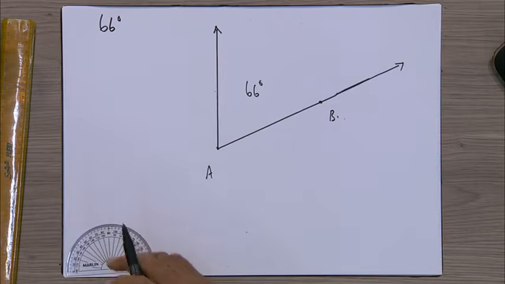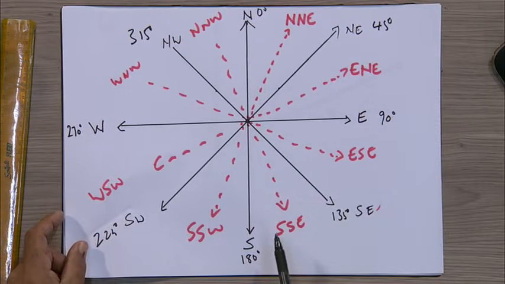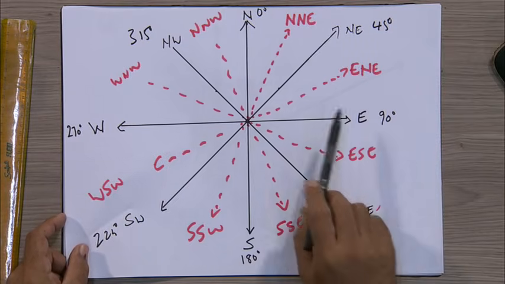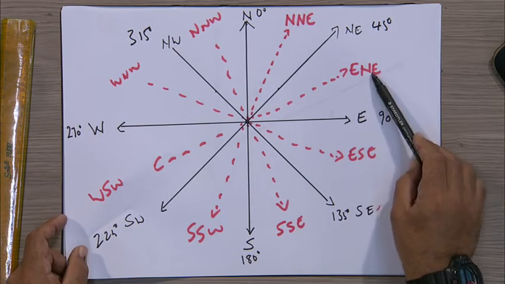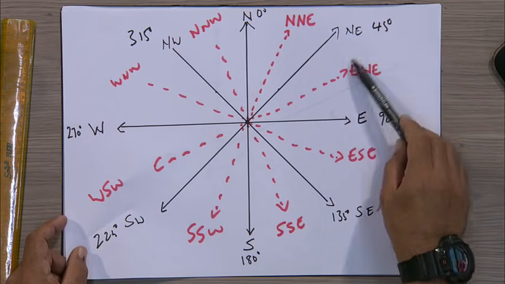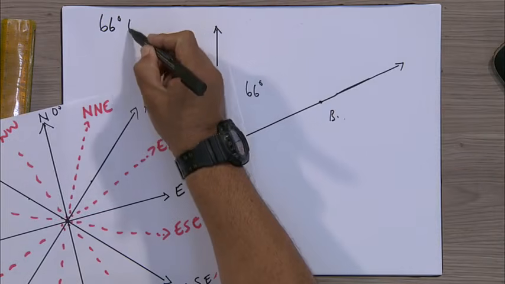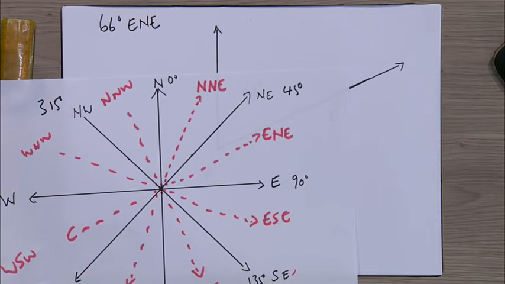Then I come back to the sheet. Where would 66 degrees fit in? If that's 45 and that's 90, 66 degrees is going to be somewhere in this area here. Do you agree with me? Between 45 degrees and 90 degrees, 66 degrees would be somewhere in this area here. So it would be east, north, east. You get it?